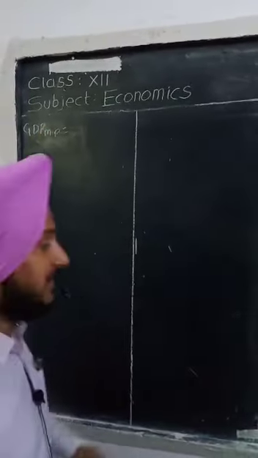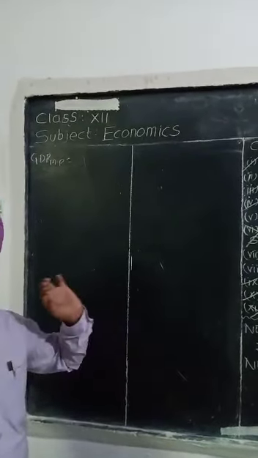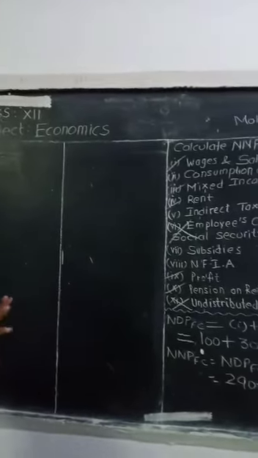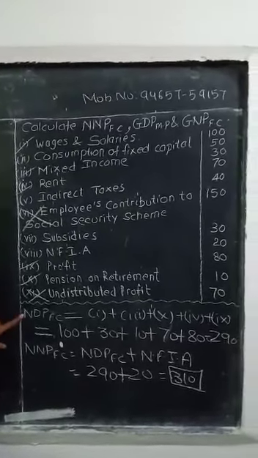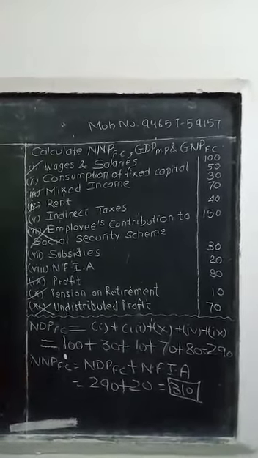Now students, you can see that we have two answers here. First one is NDP at FC and second one is NNP at FC. So you can calculate it with any method. So I have made a partition here. You can use NDP at FC to calculate GDP at MP. You can use NNP at FC for calculating this thing.